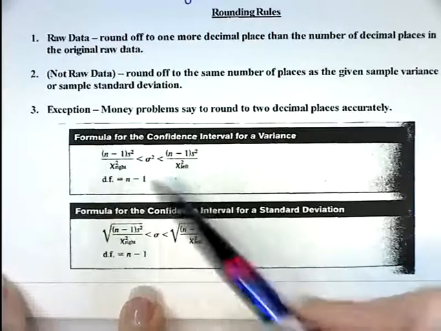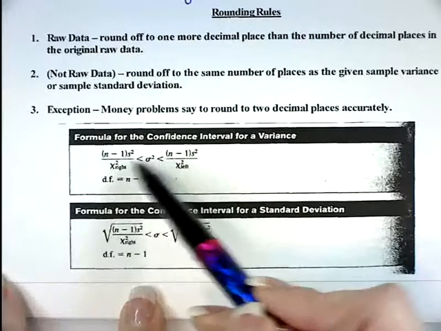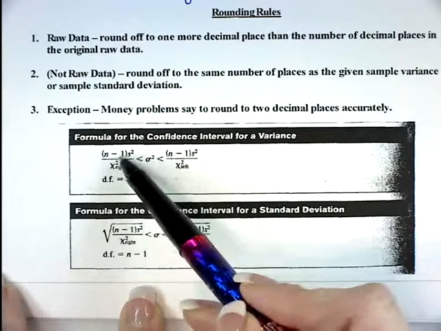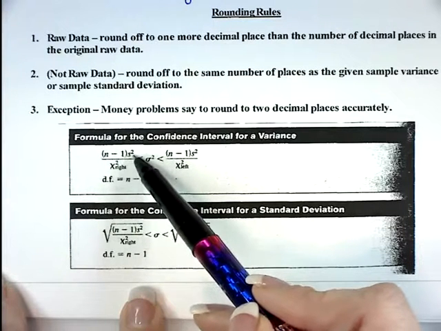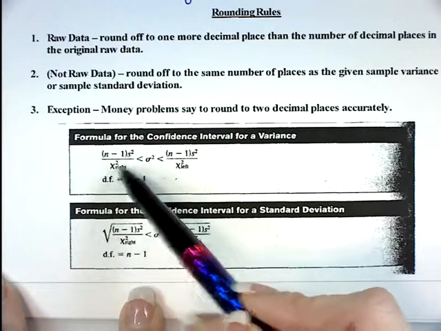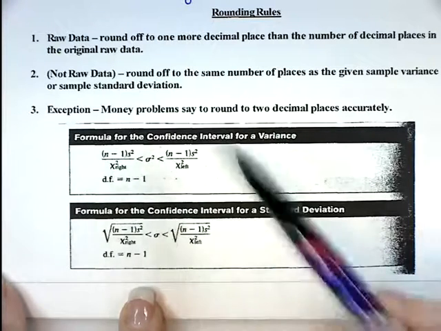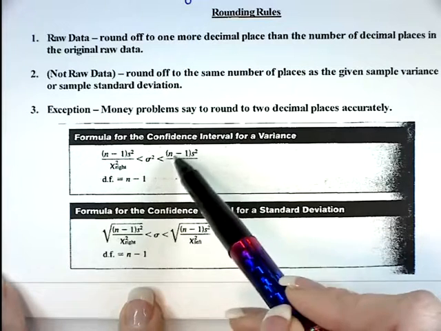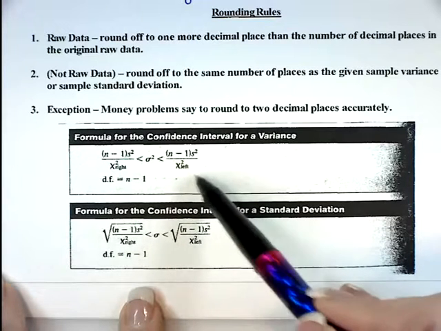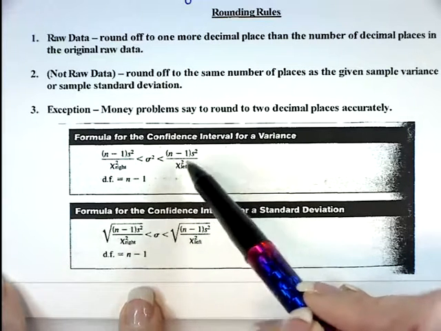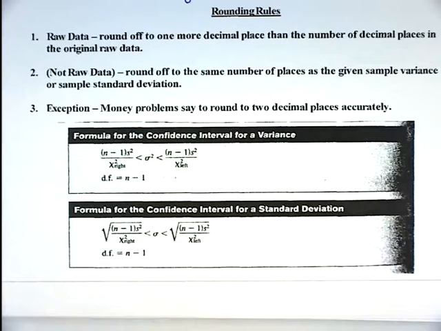For the true variance sigma squared, the lower number is sample size minus 1 times s squared, which is sample variance, divided by chi-square from the right, and I'll show you how to find that in the chi-square table. The upper number is n minus 1 times s squared divided by chi-square from the left, and I'll show you how to find that value from the table.